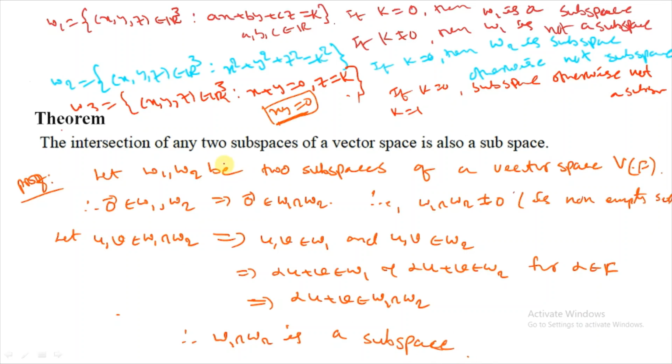Not only for two subspaces, an arbitrary intersection is also a subspace. Not only two, three, four, whatever, the intersection of arbitrary subspaces is again a subspace. Now, what about union? The intersection is a subspace, but union? Suppose I take an example, W1 is 0 by 0 belonging to R3.